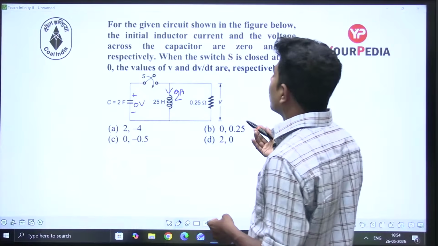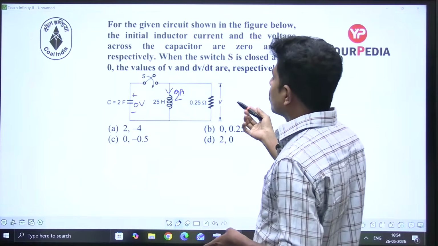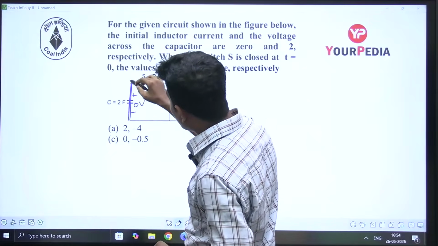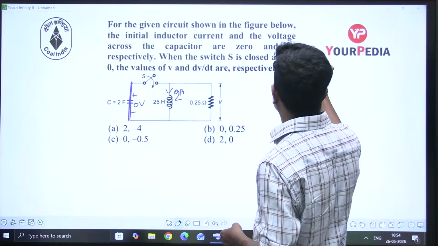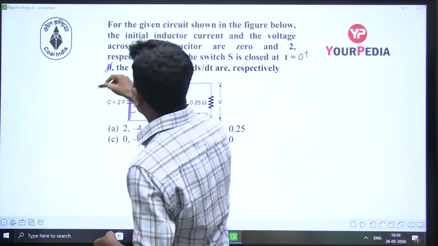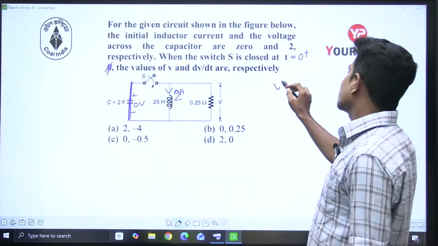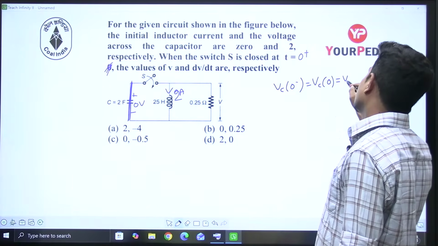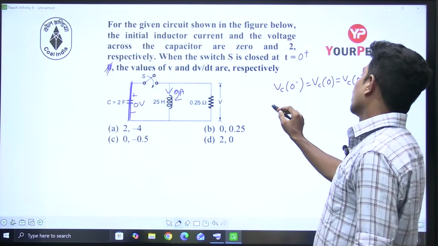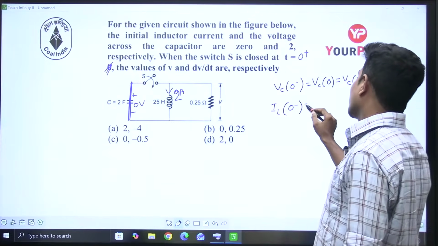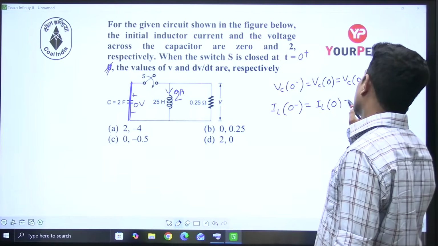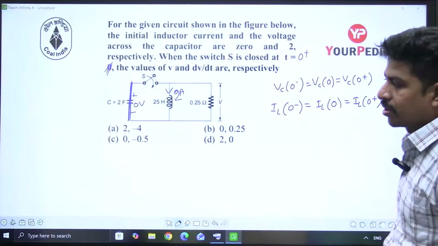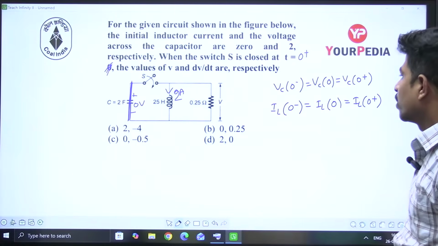At t is equal to 0, two things are very important here. The capacitor does not allow a sudden change of voltage, so this voltage still remains 0 at 0 plus. See, Vc of 0 minus is equal to Vc of 0 is equal to Vc of 0 plus for a capacitor. For an inductor, IL of 0 minus is equal to IL of 0 is equal to IL of 0 plus. It is not going to change.